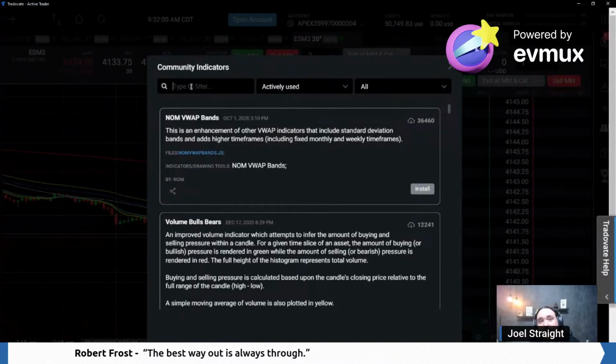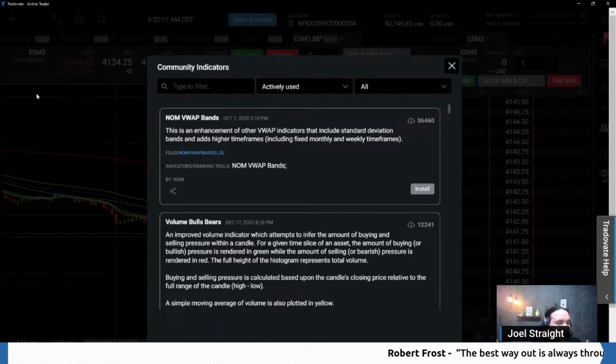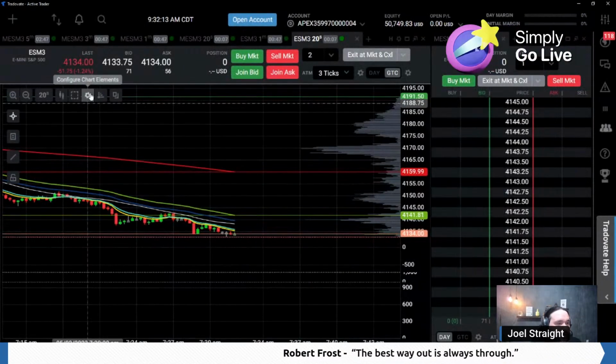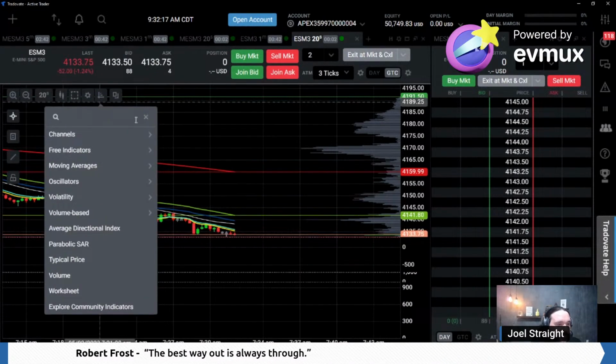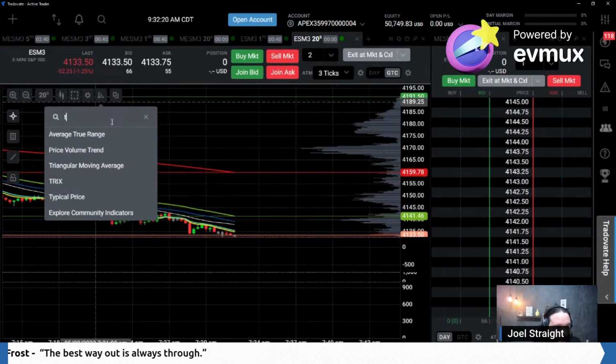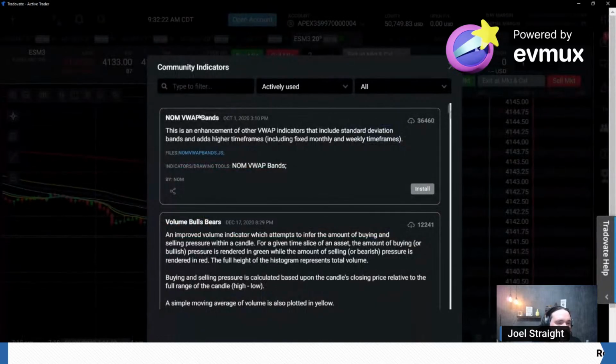today we're going to learn how to set a custom indicator or community indicator inside of Tradovate. So we're just going to hover over indicators, and then we'll click search, and then we'll type in what we're searching for. If we don't see it, we're just going to explore community indicators. We'll go over here and we'll type what we're looking for.